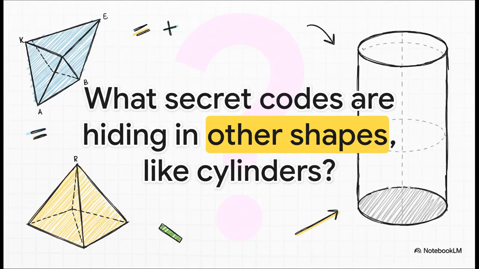So, we've cracked the codes for prisms and pyramids. But that just makes you wonder, doesn't it? What about all the other shapes out there? What elegant rules are hiding inside a cylinder, or a cone, or even a perfect sphere? The world is absolutely full of these hidden patterns, and the best part is, now you know how to look for them.